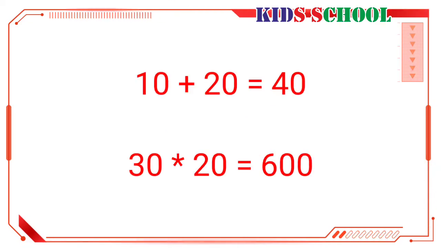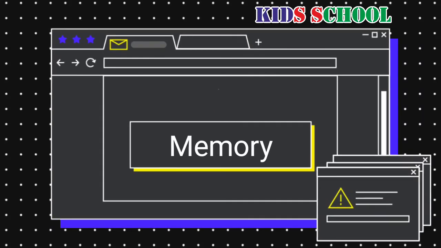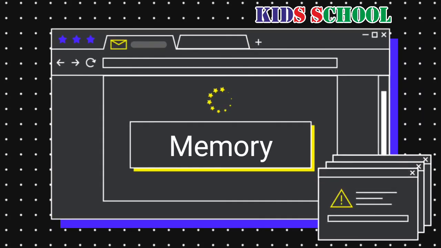Dear students, ALU also states whether a statement is true or false. For example, 10 plus 20 is equal to 40 is false, and 30 into 20 is equal to 600 is true, etc. Now we will see the memory.